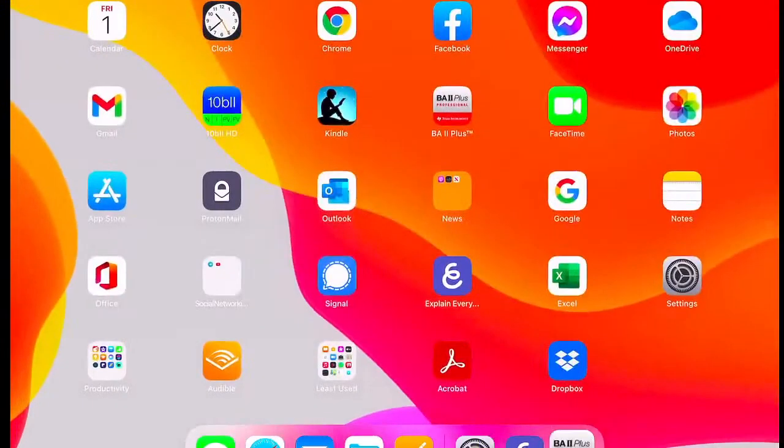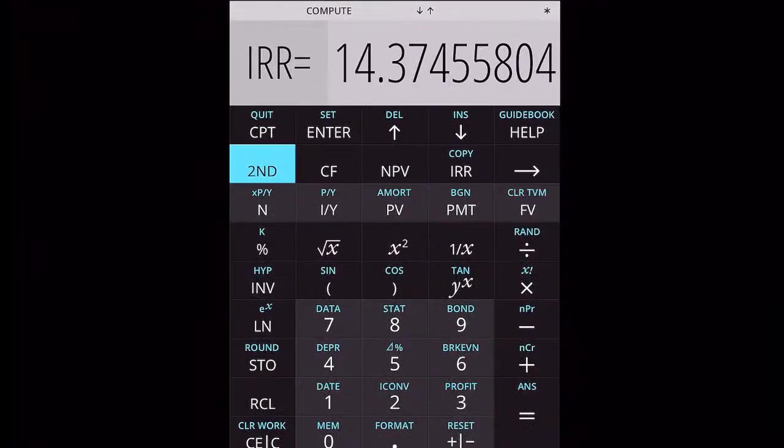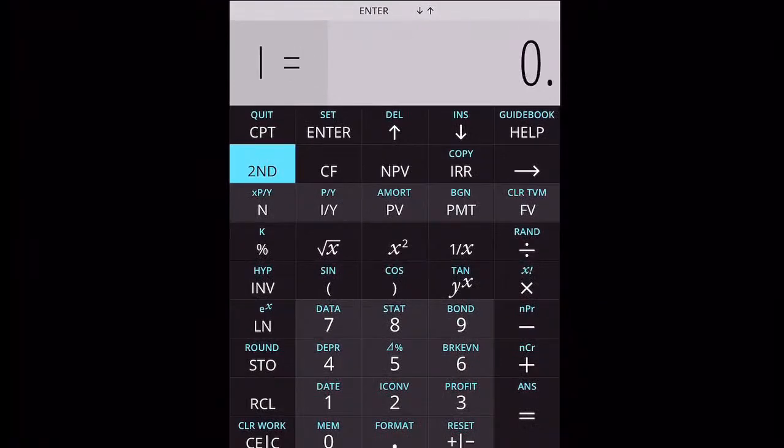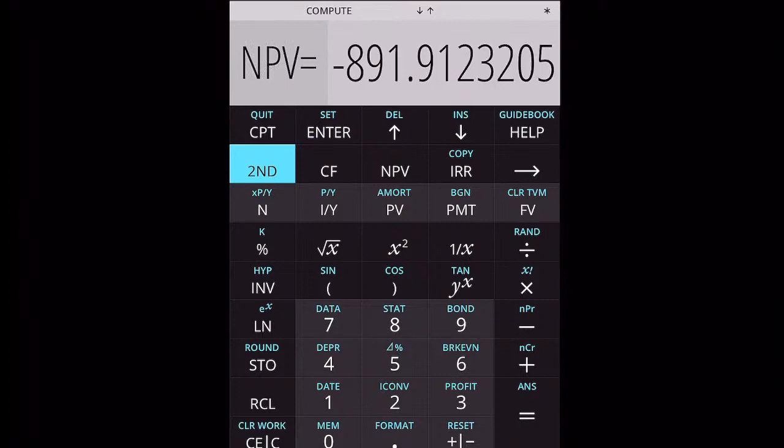So I already have the numbers here, and I hit NPV and I use 0, compute, 0, enter, down. Then compute. There it is. Let's do the next one. NPV, let's enter 5, enter, down, and compute. 891.91. So these are the numbers being generated in the profile.